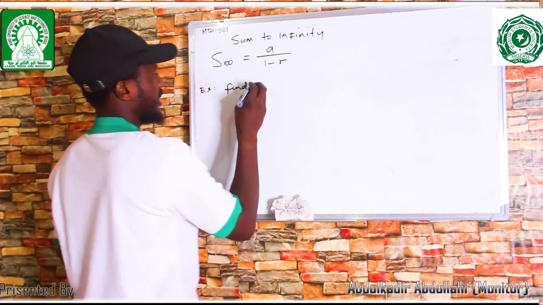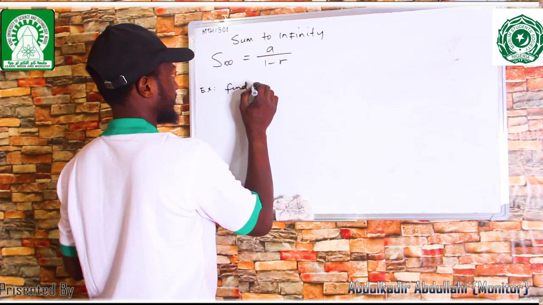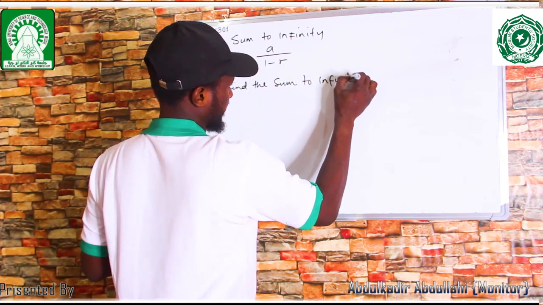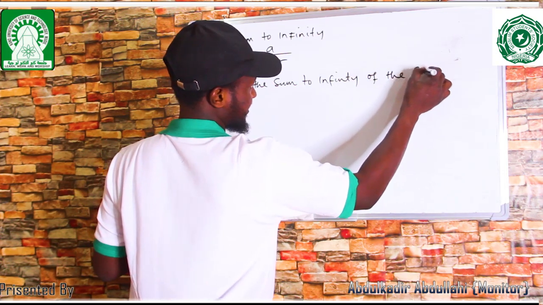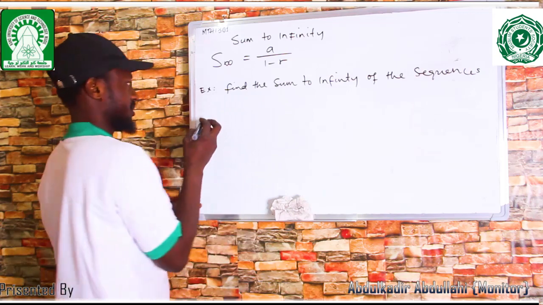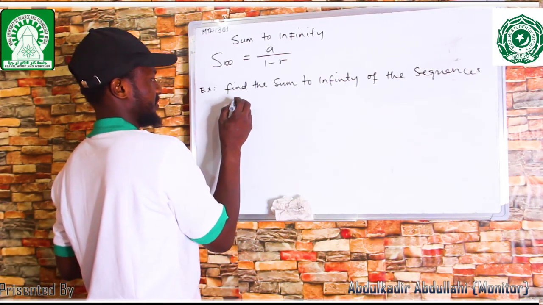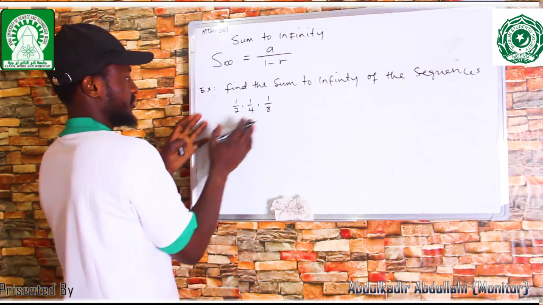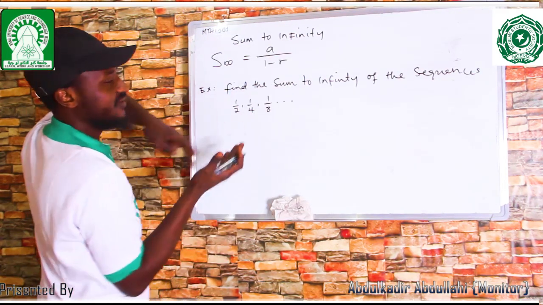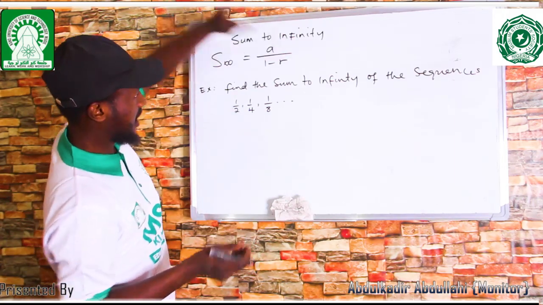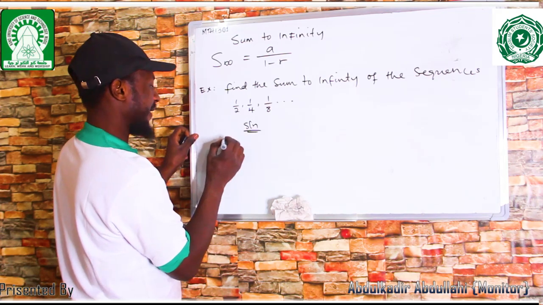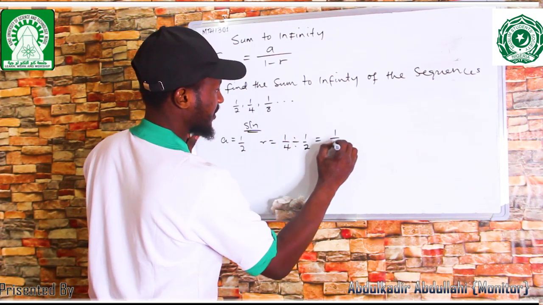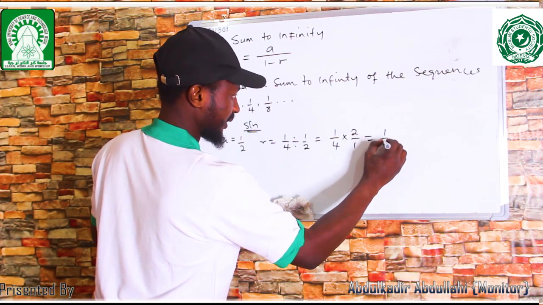Find the sum to infinity of the sequence. Let me give, maybe, 1 over 2, 1 over 4, 1 over 8. So assuming this is the sequence and we are asked to find the sum to infinity. To find the sum to infinity, the only things needed here are A and R. Solution. What is our A? Our A is 1 over 2. And R is 1 over 4 divided by 1 over 2, which is equal to 1 over 4 times 2 over 1, which is equal to 1 over 2 also.